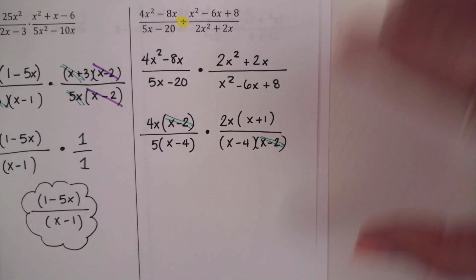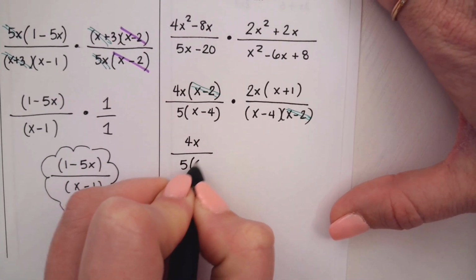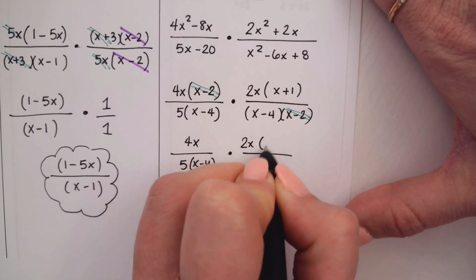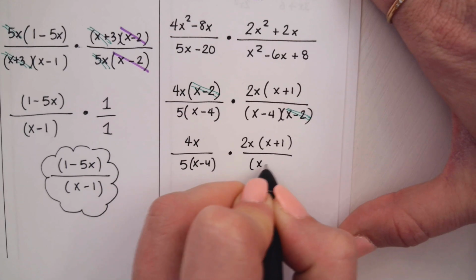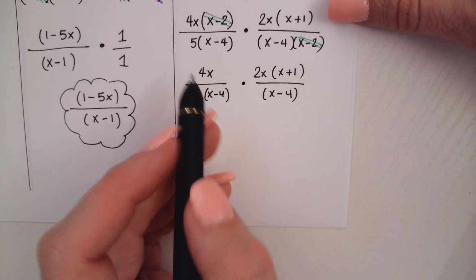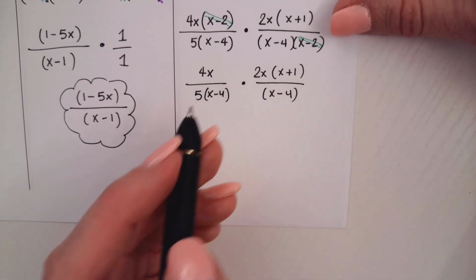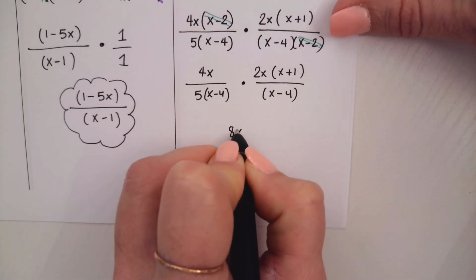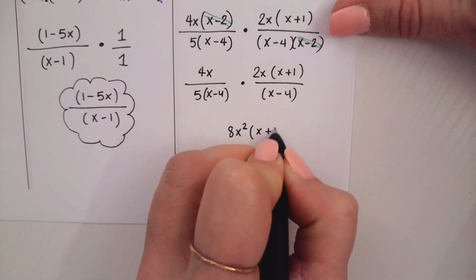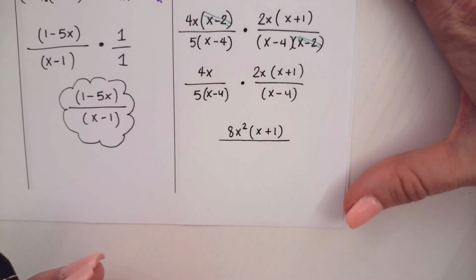No. Okay, so if I look at my first fraction, I have 4x over 5 times x minus 4. My second fraction, I got 2x times x plus 1 over x minus 4. Okay, so if I do top times top, I can multiply these two together pretty easily. 4x times 2x becomes 8x squared. And then what do I do with my x plus 1? Just bring it down onto your answer. Okay, and then on the bottom, I have a 5, and I have 2 of those x minus 4s. How can I write that?